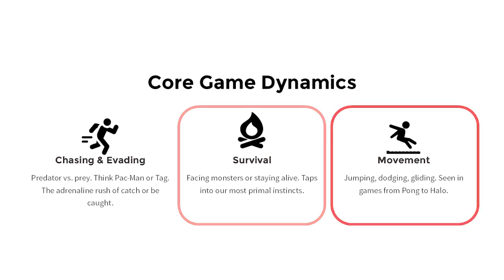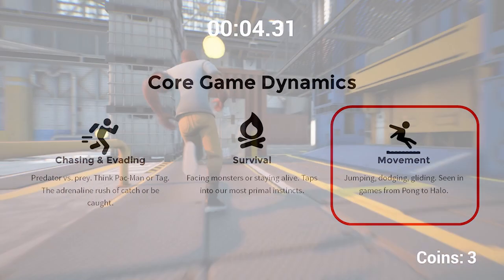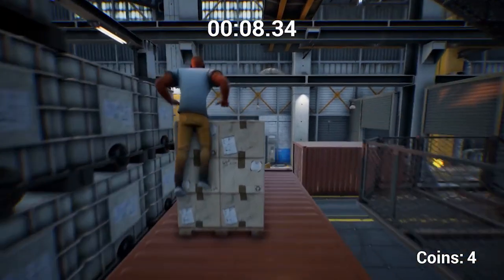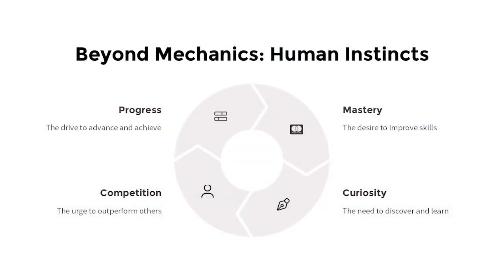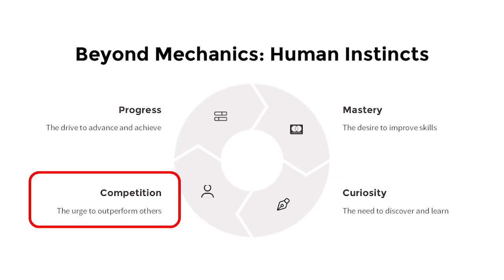The movement dynamic might seem basic, but it's powerful. Movement represents jumping, dodging, and gliding through levels and can be seen in games from Pong to Halo. These aren't just gameplay mechanics. They speak to something deeper, core human instincts like progress, mastery, curiosity, and competition.